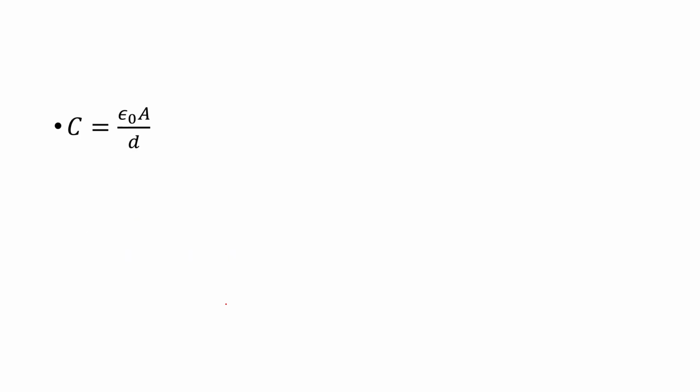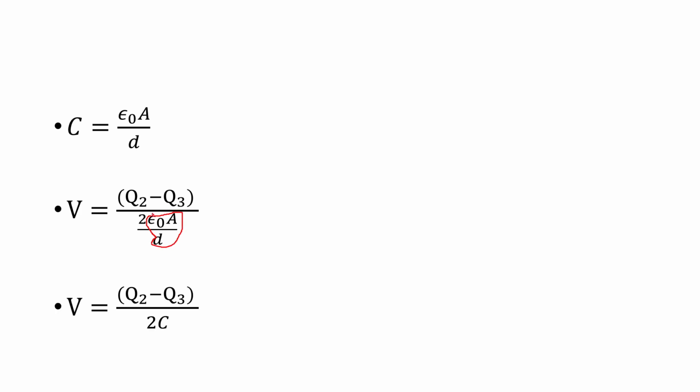Now we know that the capacitance is given and it is pure geometric consideration. So C is epsilon naught A by d for this parallel plate capacitor. So we can write V as Q2 minus Q3 divided by 2 epsilon naught A in divided by d. Now this value is our capacitance C, this value epsilon naught A by d. So we can write it as V equals Q2 minus Q3 divided by 2C.